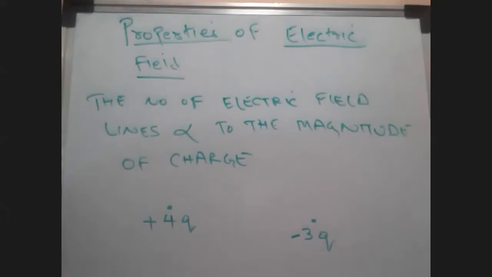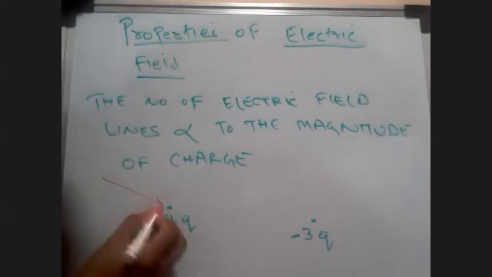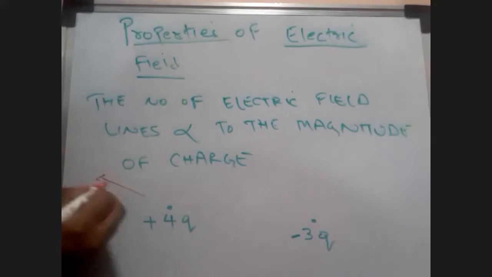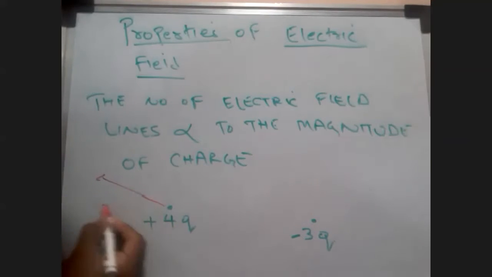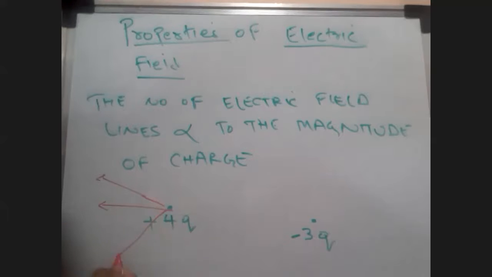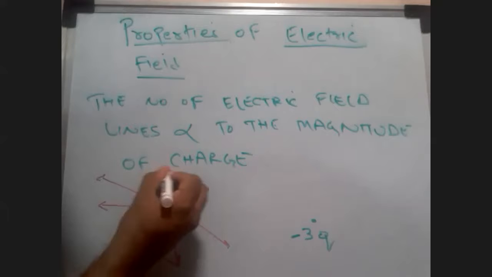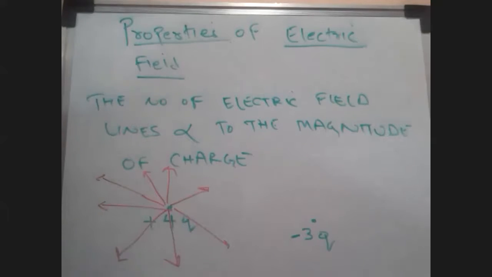Now let's say there are 100 electric field lines going out of 4q, sorry, it's a positive charge, right? It's very easy to make mistakes. So let's say there are 100 over here. In a charge of 4q, there are 100 electric field lines emerging out of it.